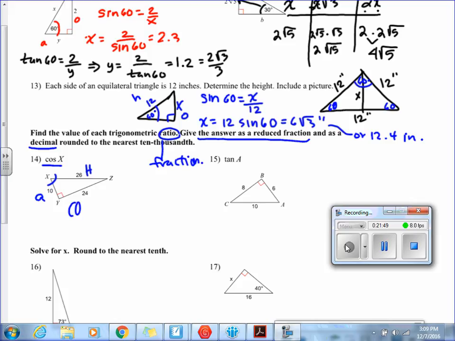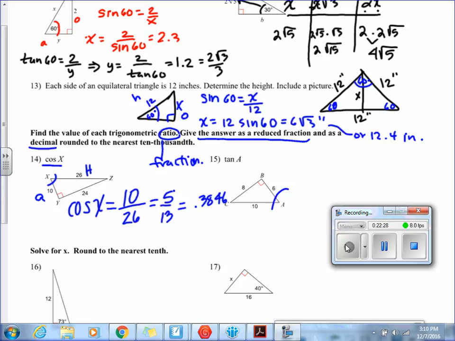So the cosine of x equals the adjacent side, the length of the adjacent side, which is 10, over the length of the hypotenuse, which is 26. And we would want to reduce that. And so 10 and 26 both reduce by 2 to give us 5 over 13. And then I'm going to take my calculator and do 5 divided by 13. And I'm going to write that as a decimal in 4 decimal places, 0.3846.